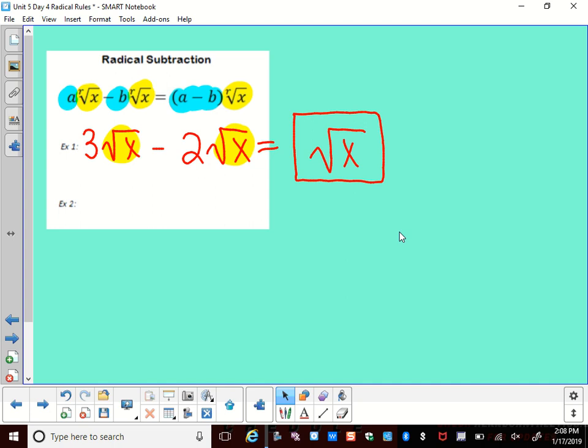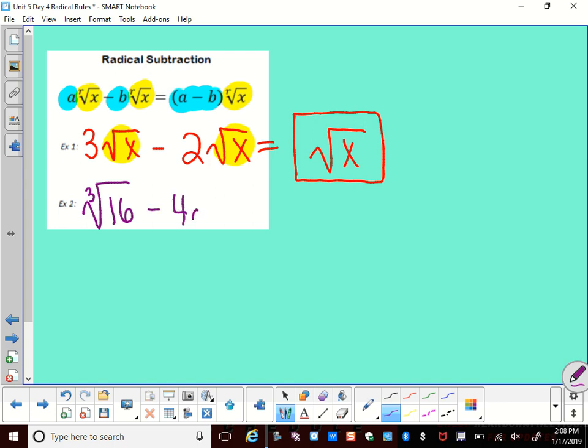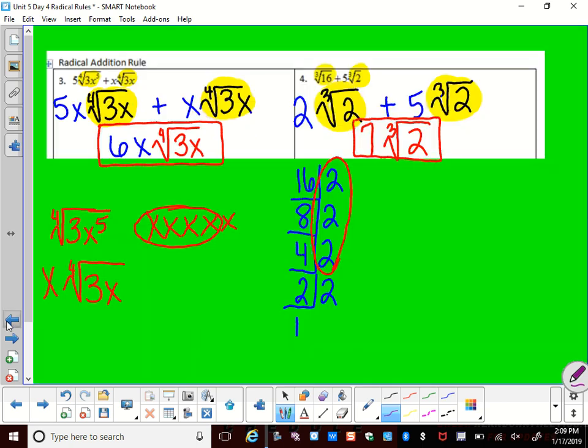All right, number 2. Okay, second example. Let's say that I have the cube root of 16 minus 4 times the cube root of 2. All right, look back at your packets. We just did this, okay? We just simplified the cube root of 16. What did we get? We got 2 times cube root of 2, right?